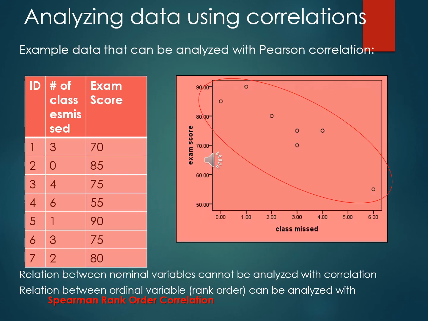Now we are moving on to correlation. In order to analyze using correlation, you have to have a paired observation for each person. As you can see, in this case, two variables are measured, number of classes missed and exam scores. When you have two scores associated with each individual, you can find the relation between them by plotting on the scatter plot here.